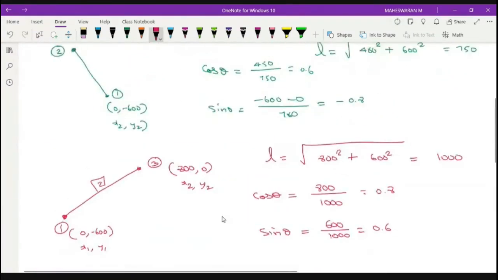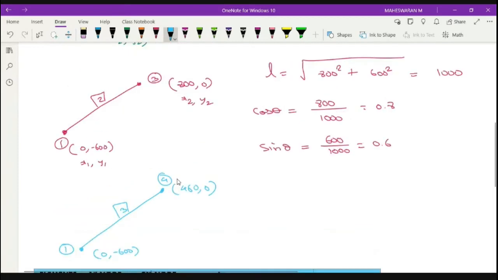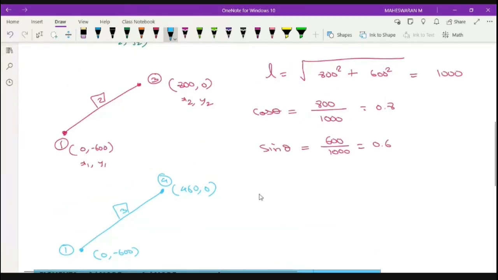Okay. So your element 3 is similar to this. This is my element 3, which has coordinates 0 comma minus 600 and 450 comma 0, which is nodal point 1 and nodal point 4, element 3. Right. So what is my L here? Root of 600 square plus 450 square. We already identified it: 750.